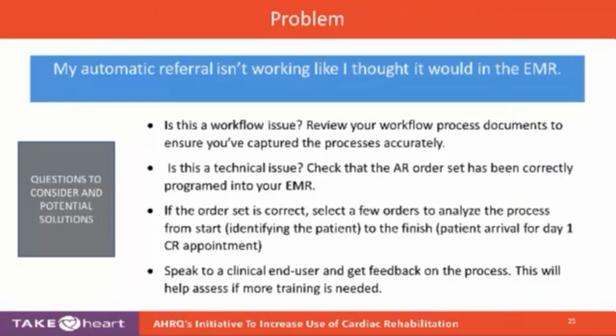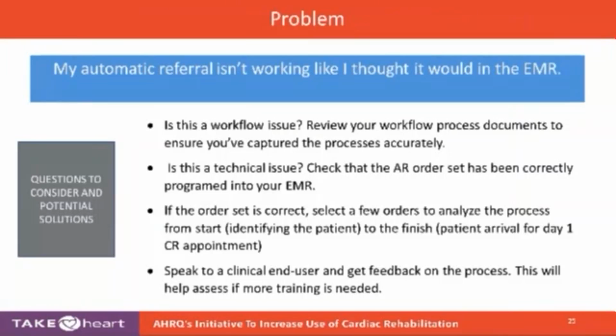So let's turn to some common problems, and one of them is the automatic referral just isn't working like you thought it would in the EMR. Sherry, how would you start sorting this out? And why don't you give your thoughts on this, and then we'll turn it to Laura.